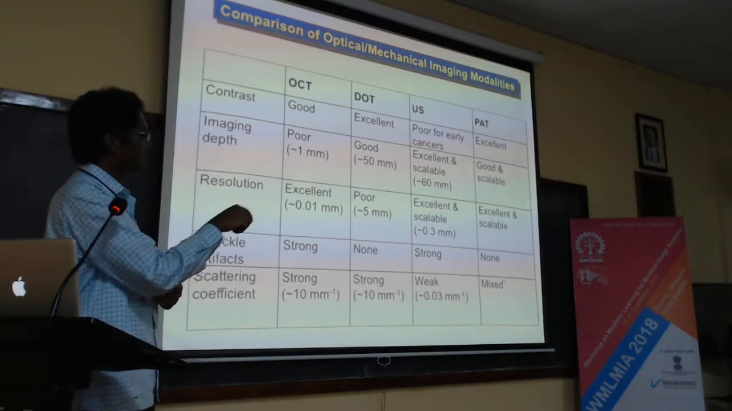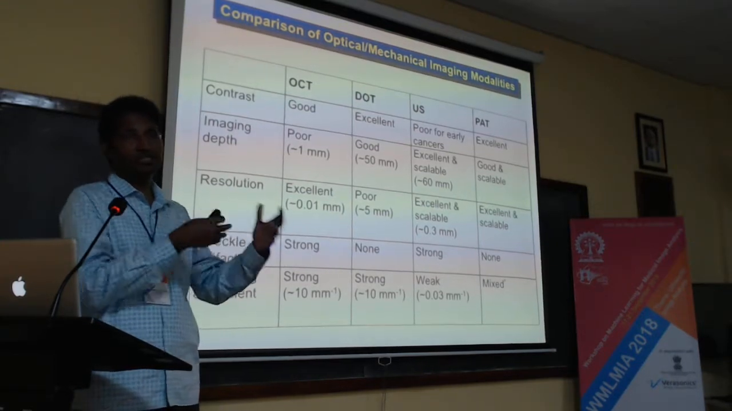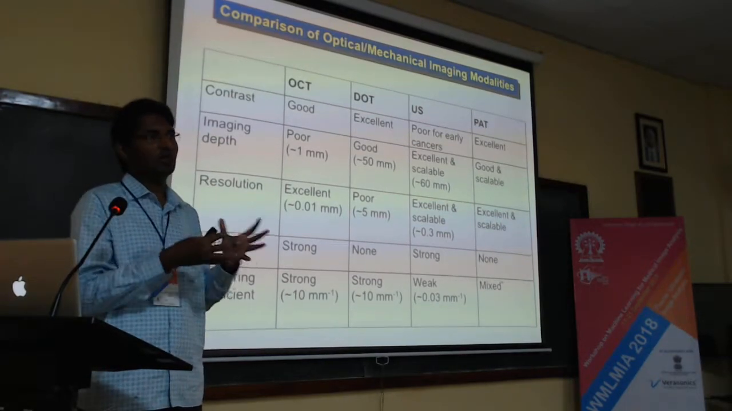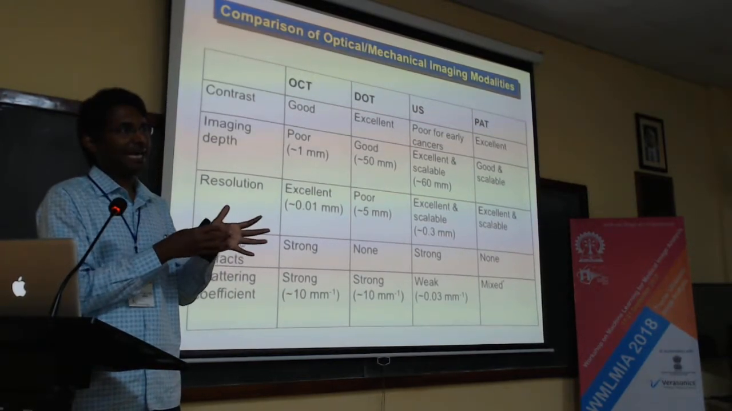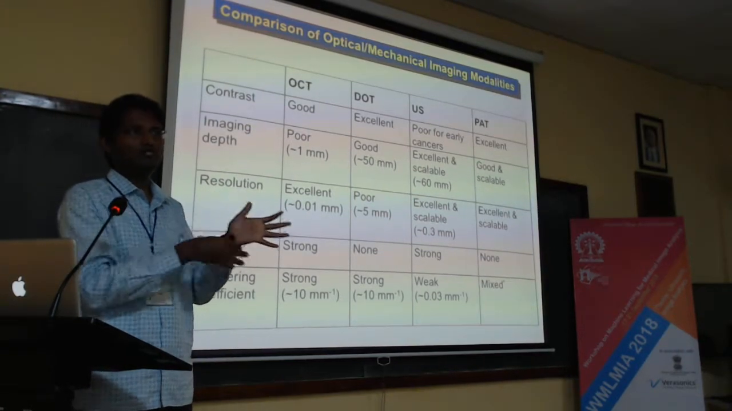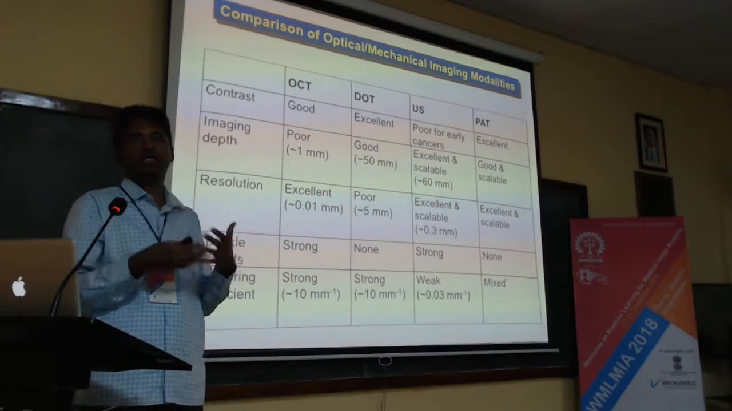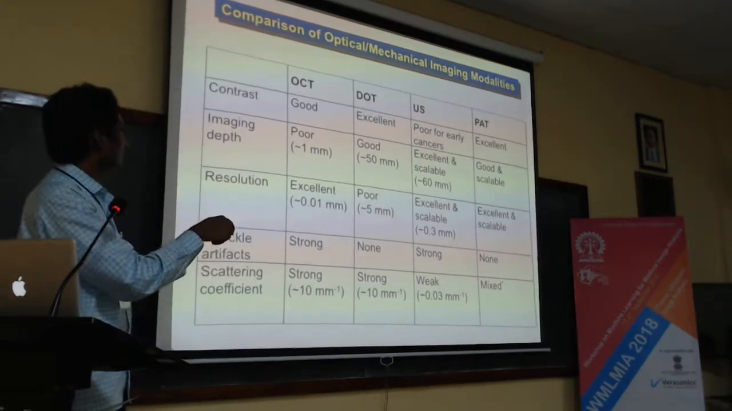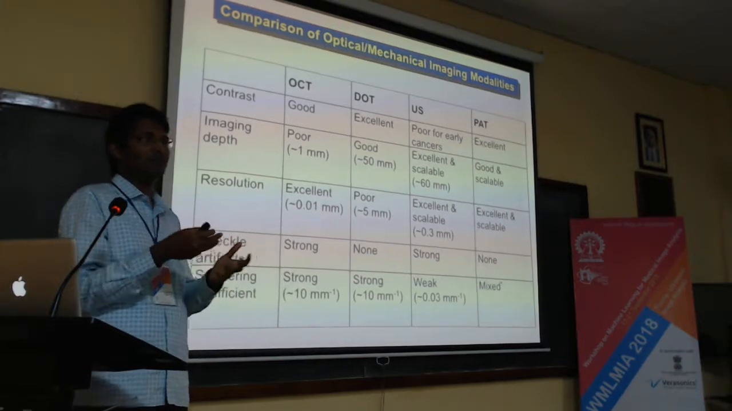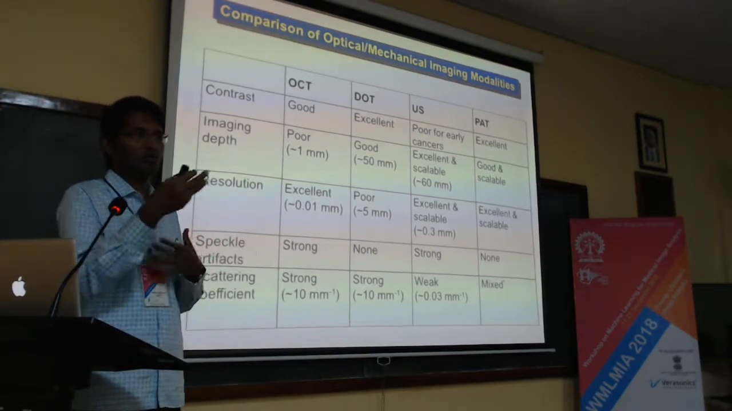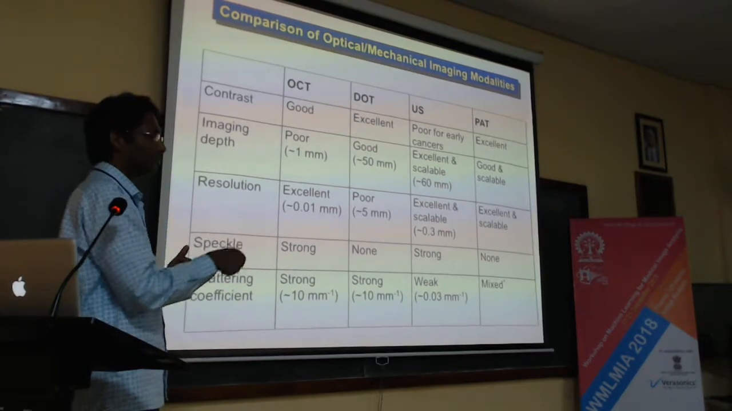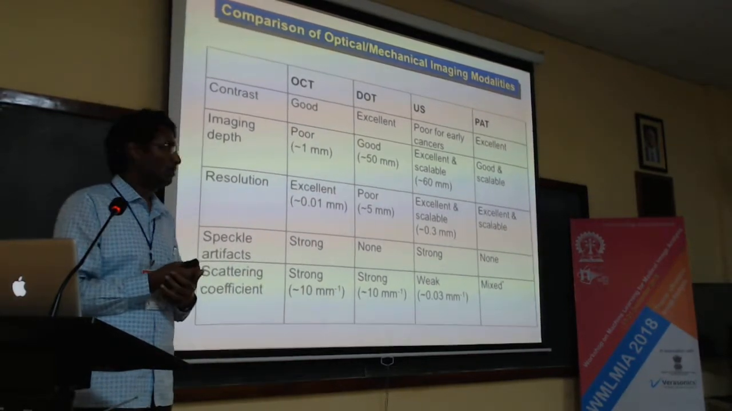The other one is diffuse optical tomography, which images thick tissues. That means you try to image only the soft tissue. When I was talking about the hand, it is not only soft tissue; it has bone as well as soft tissue, muscle, everything. Here you try to image only the soft tissue. The contrast is excellent, because hemoglobin, oxyhemoglobin and water have different absorption spectra. You can go up to 5 cm depth.